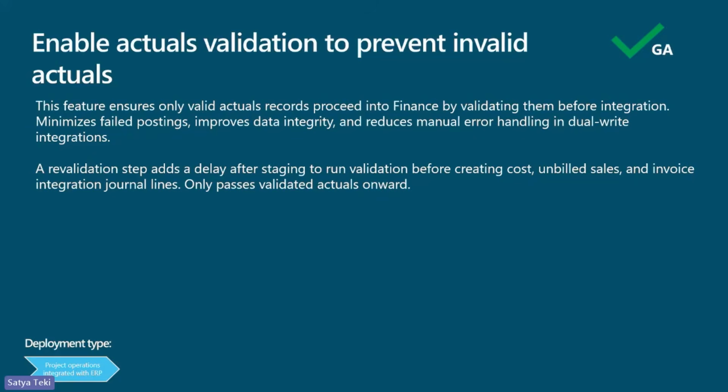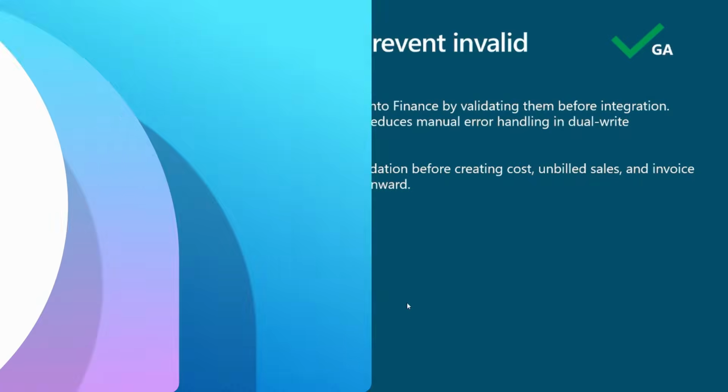This feature introduces a synchronous delay in the import from staging process. There is now a 5-minute wait period between the time when transactions are available for import and the time when validation runs. Only validated transactions continue to the creation of the cost and unbilled sales integration journal lines and the creation of the billed sales invoice lines.